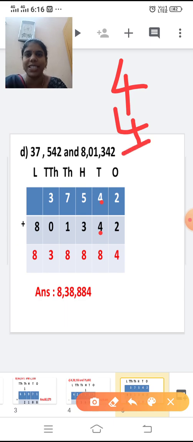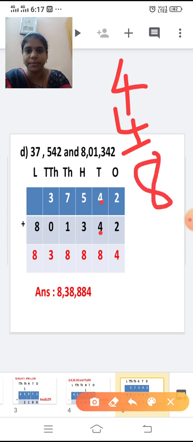Now tell me what is the answer for this? 4 plus 4: 4 in the mind, 4 in the finger. After 4, I am going to add 4 numbers. 5, 6, 7, 8. So the answer is 8. So write 8 below the tens place. Now shall we add the hundreds place? Yes.